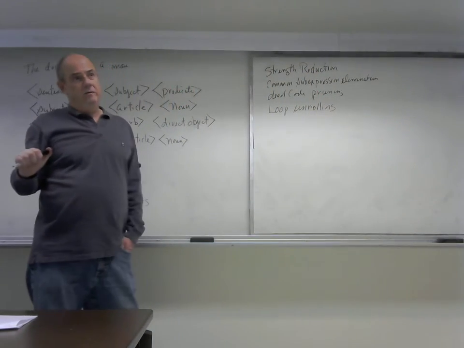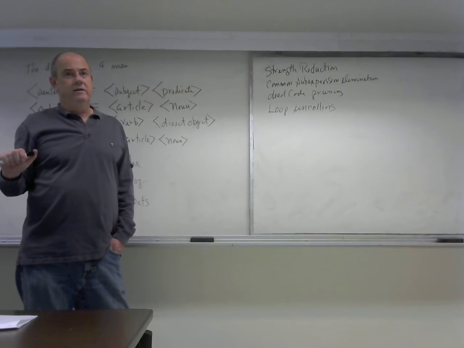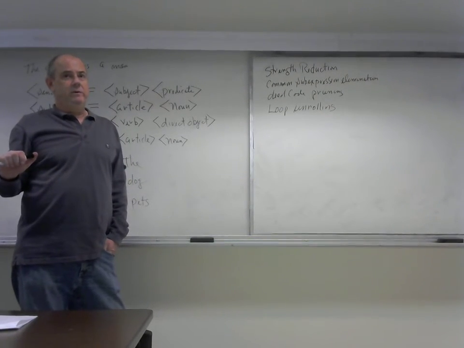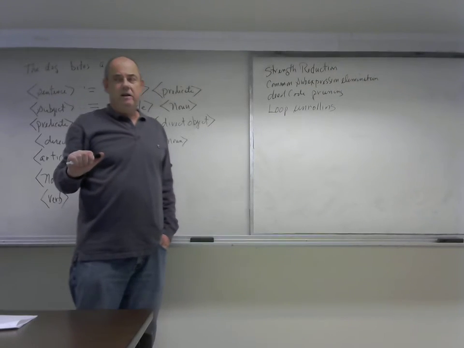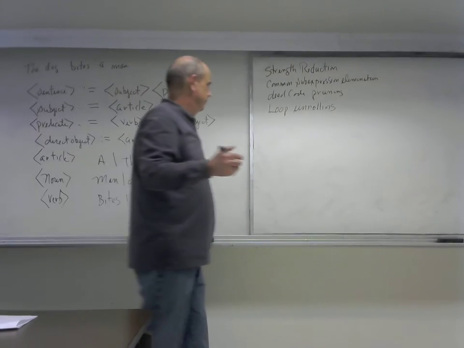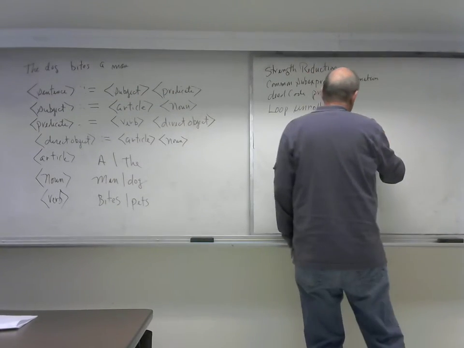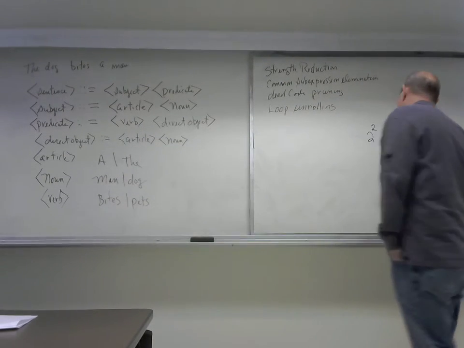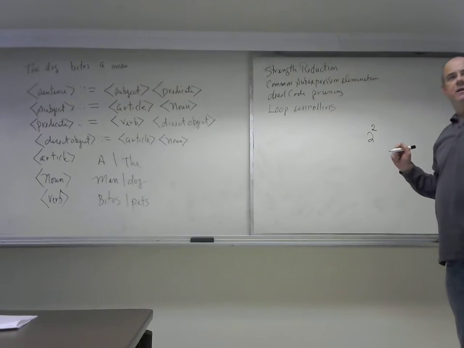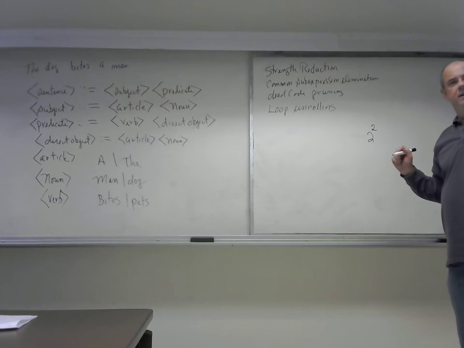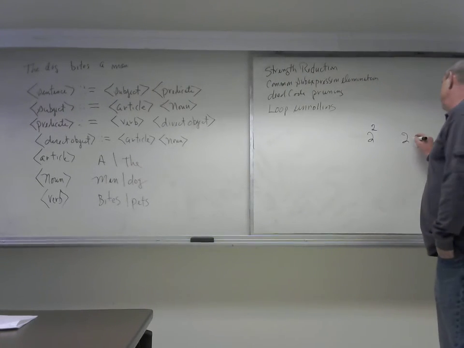All right, what is strength reduction? This is where you substitute a cheaper instruction for a costly one. If you have 2 squared, a power function costs something. Can you do 2 times 2 instead?